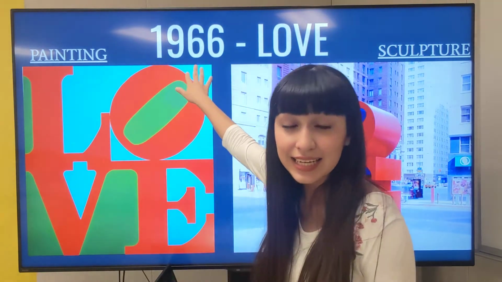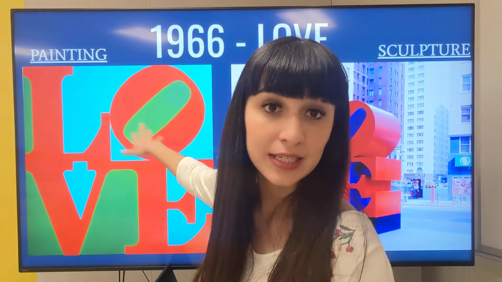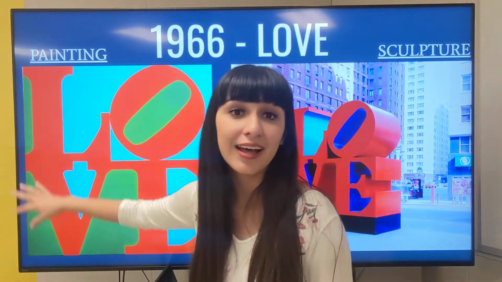And people just fell in love with his painting. So basically in 1966, Robert Indiana sent this painting out to a museum, and the museum put it up for everyone to see, and people just went crazy for it. I mean, they fell in love with his bright colors. They loved that the O was kind of tilted and a little bit silly. I mean, they just went crazy for this.